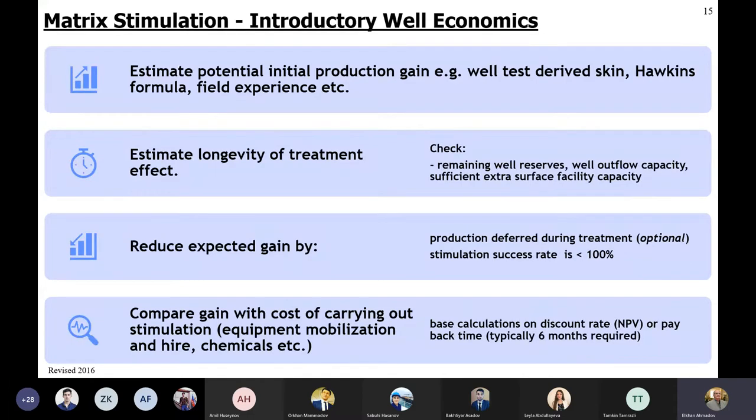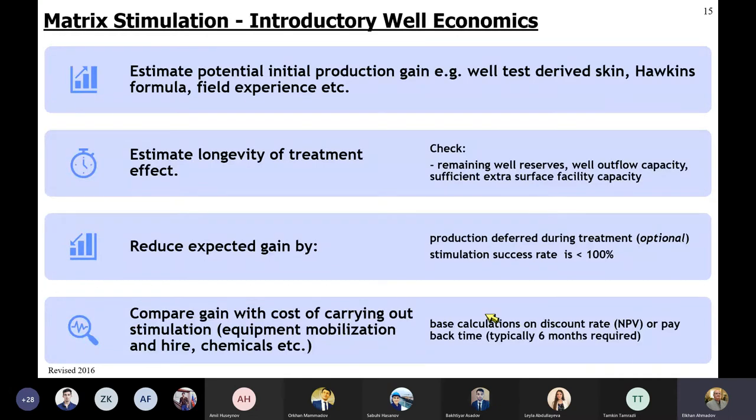And the last thing is to calculate what is going to be the economic gain and cost, applying the cost of this and the incremental production effect, including here the equipment, personnel rent, hiring, all these chemicals cost, etc., because those chemicals may cost a lot of money.